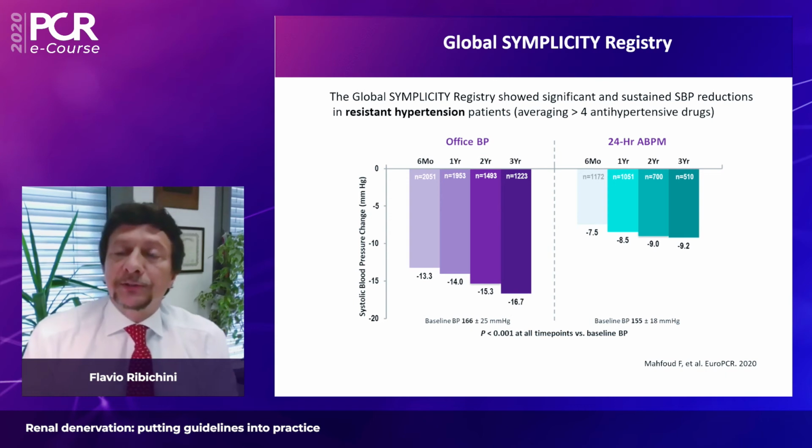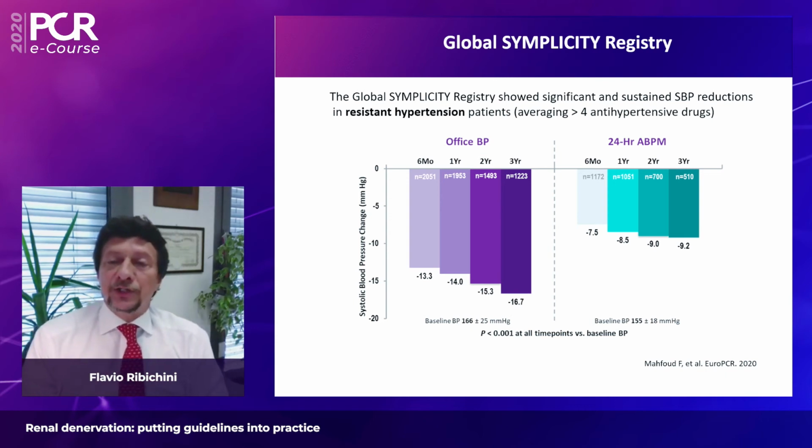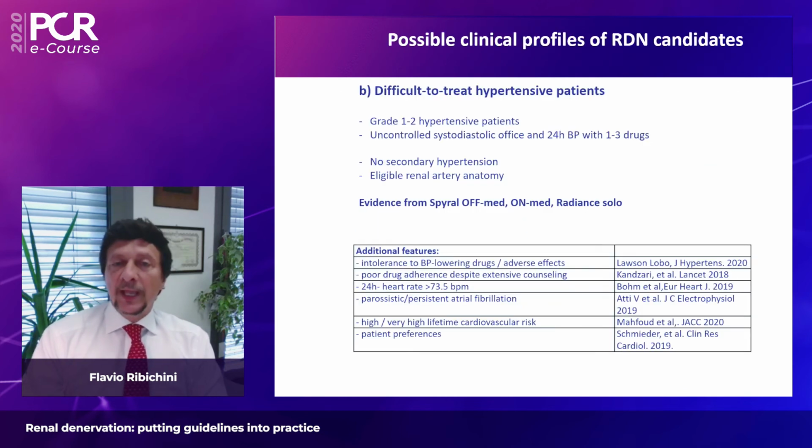The Global Simplicity Registry is a very large international study that has been treating patients with resistant hypertension with an average of more than 4 antihypertensive drugs. And the study has shown a dramatic reduction in both office and ambulatory blood pressure measurements at a follow-up of 3 years.